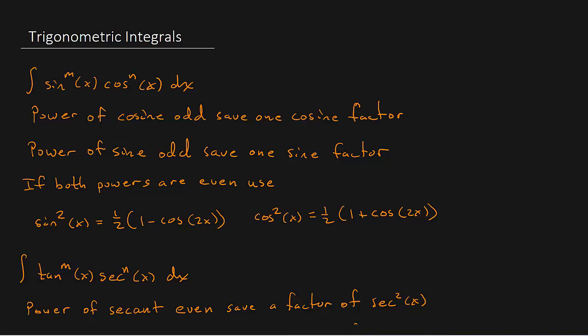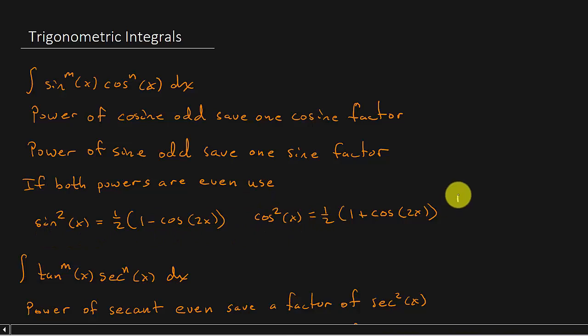So let's suppose we're integrating sine to the m times cosine to the n dx. So here are some guidelines to help you do these. If the exponent on the cosine is odd, you want to save a cosine factor. If the exponent on the sine is odd, save a sine factor. And if both powers are even, use these identities here.